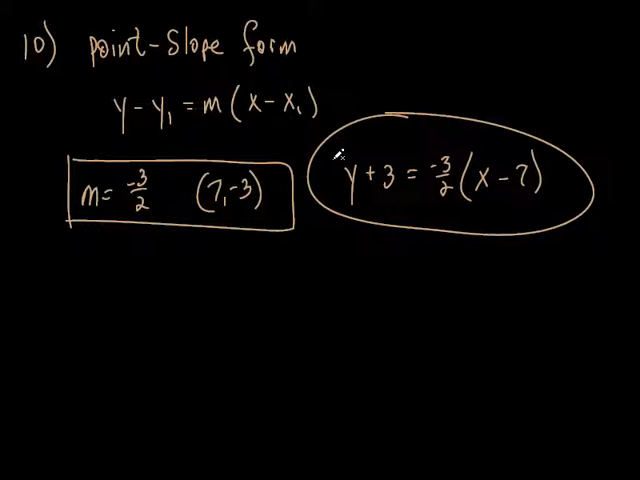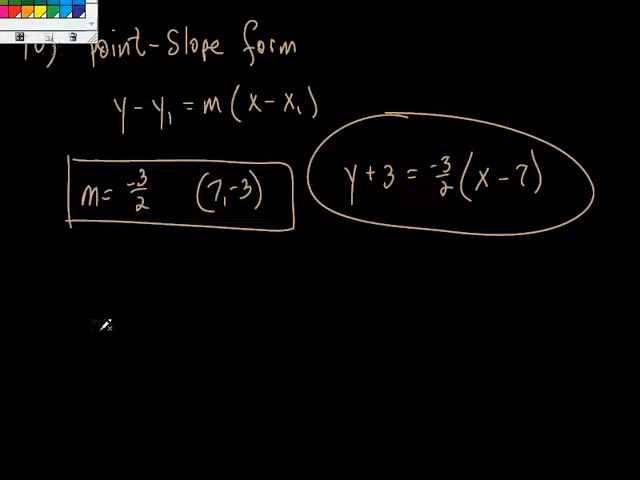You don't have to simplify that. Don't change it to slope-intercept. Keep it like that, and you're done. Which was the answer? What I circled. This is what they give you, and this is the answer.